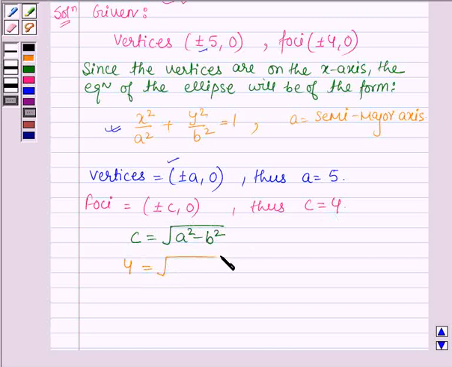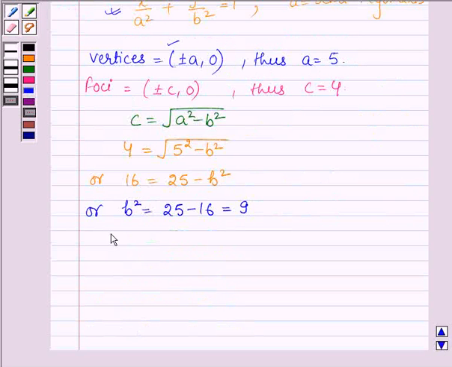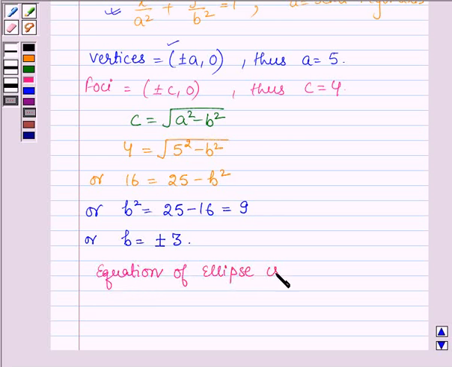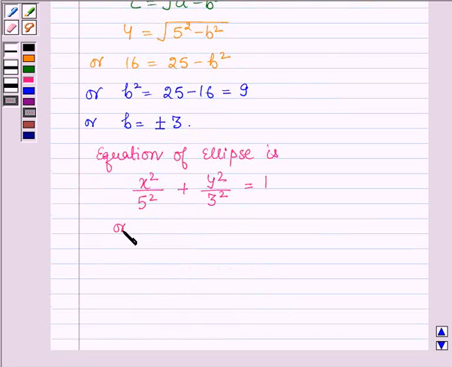c is 4, is equal to root over 5 square minus b square, or we have 16 is equal to 25 minus b square, or b square is equal to 25 minus 16, which is equal to 9, or b is equal to plus minus 3. Thus the equation of the ellipse is given by x square upon a square, and a is 5, so we have 5 square plus y square upon b square. So first let us take b as 3, this is equal to 1, so this implies x square upon 25 plus y square upon 9 is equal to 1 is the equation of the ellipse for b is equal to 3.